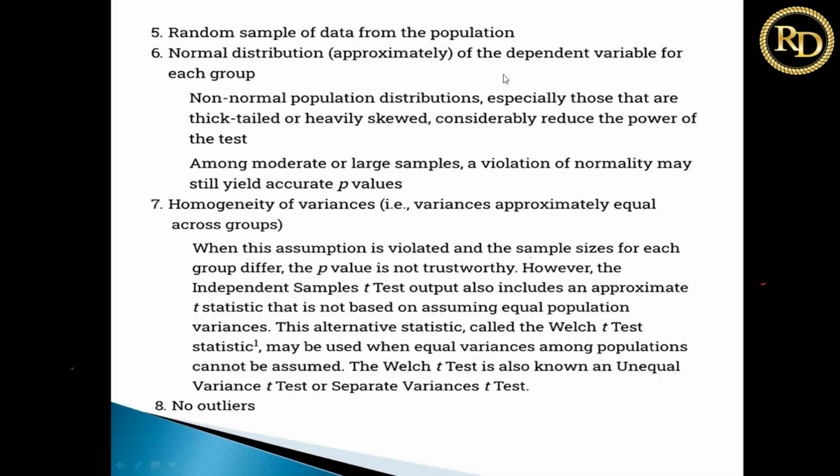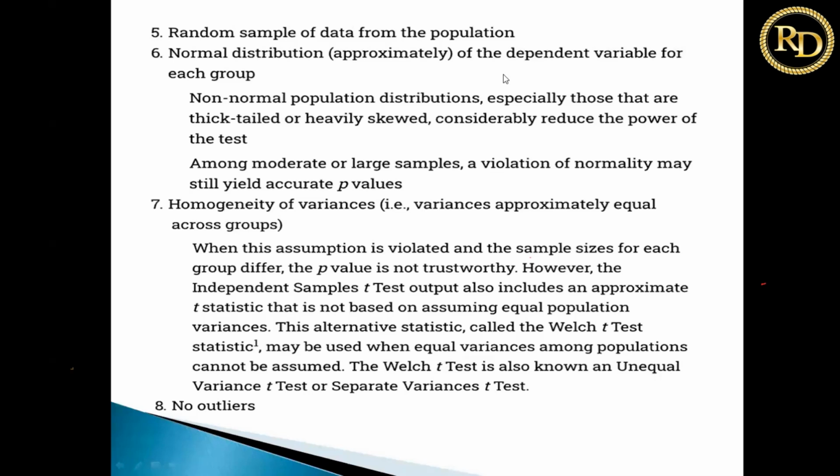Non-normal population distributions, especially those that are thick-tailed or heavy-tailed, as we have discussed earlier, considerably reduce the power of the test. So in such cases, we go for the non-parametric test. Among moderate or large samples, a violation of normality may still yield an accurate p-value. As we have already discussed, to hold the p-value accurately, we will increase the sample size when non-normality is there in the data.